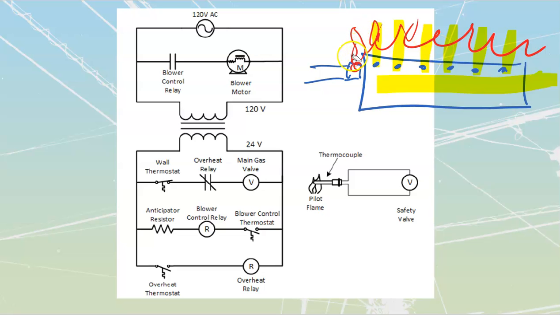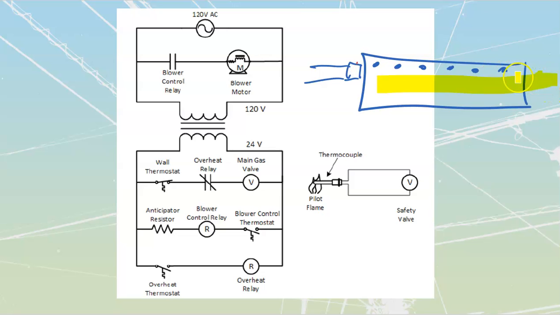If this pilot light was to be out for whatever reason, that the pilot light was gone, and if we were to introduce gas into here, that gas would just leak out. We would end up with natural gas leaking into a house. It's obviously going to be poisonous and dangerous. We don't want to have that.